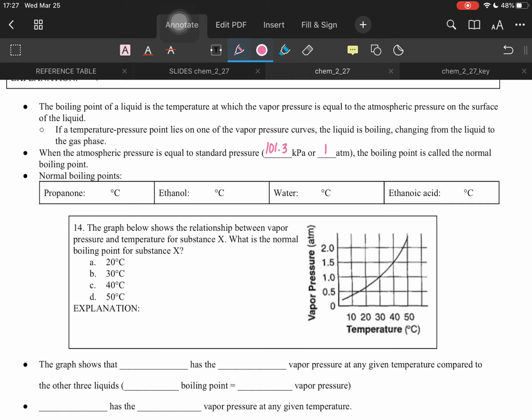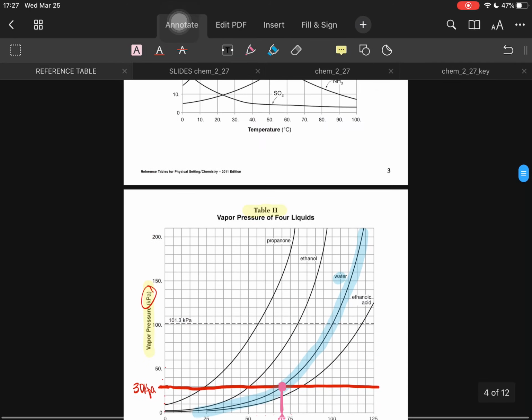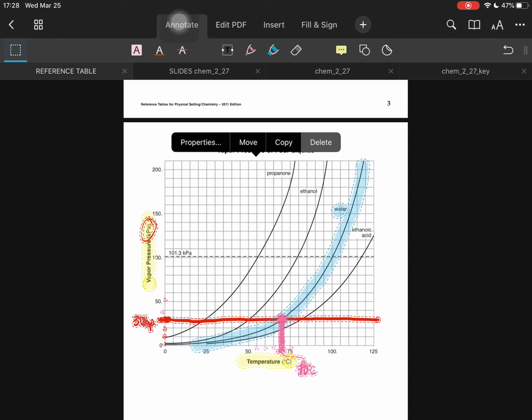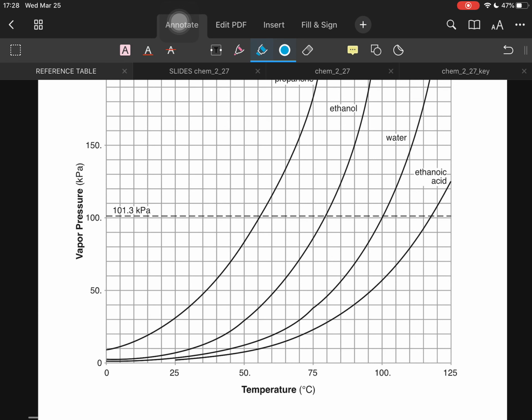So now we're going to look at the normal boiling points. Normal. What's normal? Normal is when it's equal to 101.3 kPa or 1 atm. So now we'll go back to our table H. And normal boiling point. So they even give you a nice little line here, right? They outline it for you. 101.3 kPa. So what I'm going to do is I'm going to draw a line down for each one.